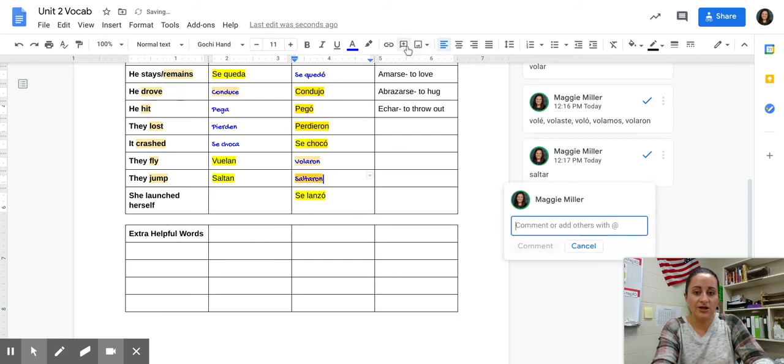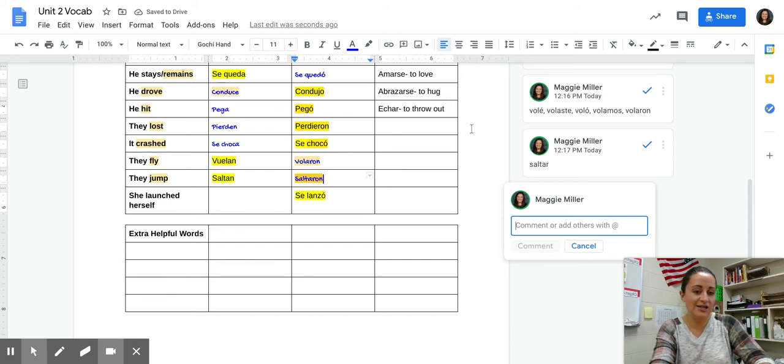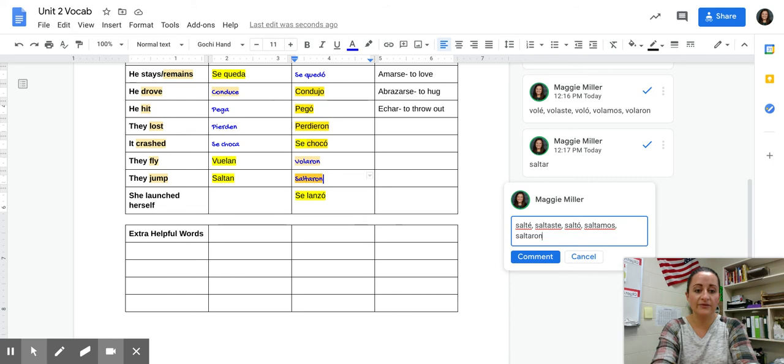Okay, let's work on that chart quick. Try not to cheat off of anything else. How do you say here? I jumped. Salté. You jumped. Saltaste. He or she jumped. Saltó. We jumped. Saltamos. And they jumped. Saltaron. Again, remember those endings are aste, ó, amos, aron. Commit those to memory.